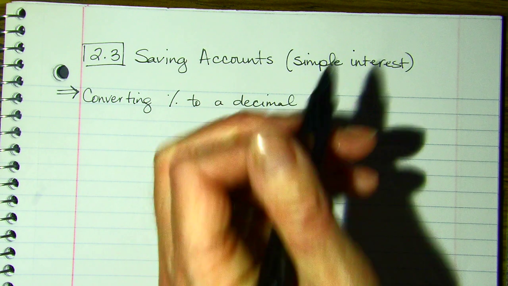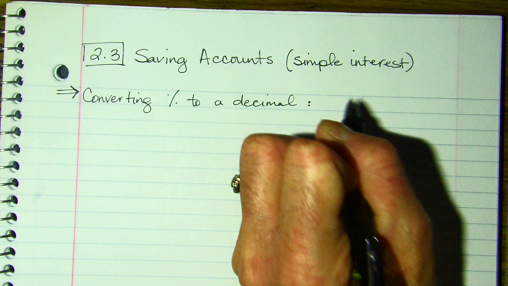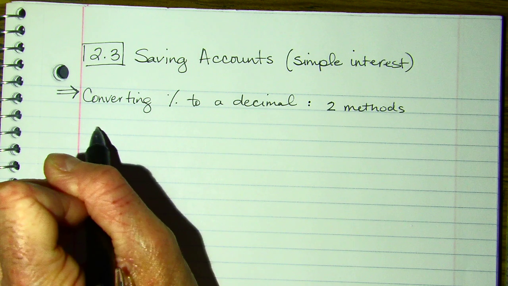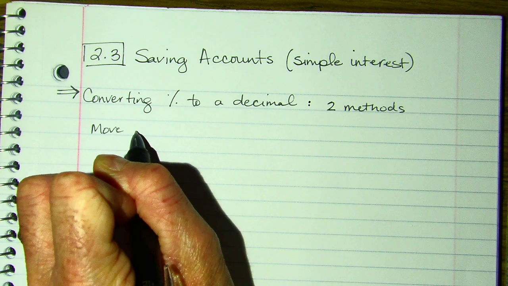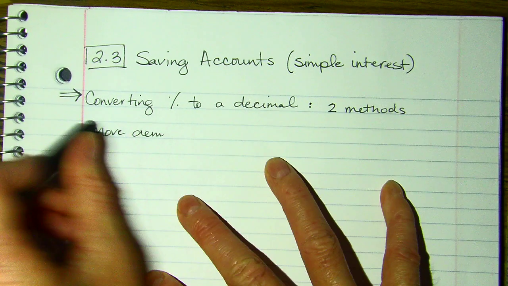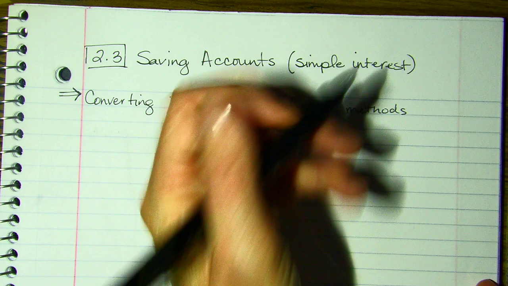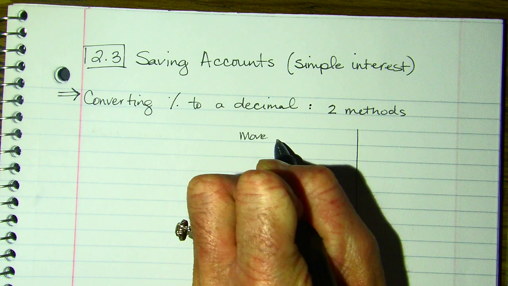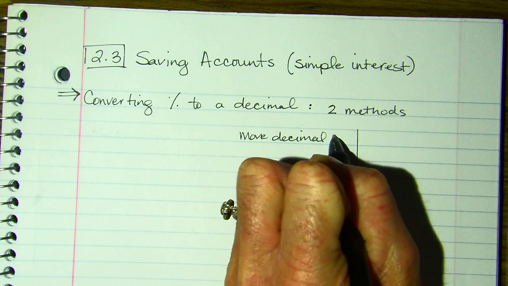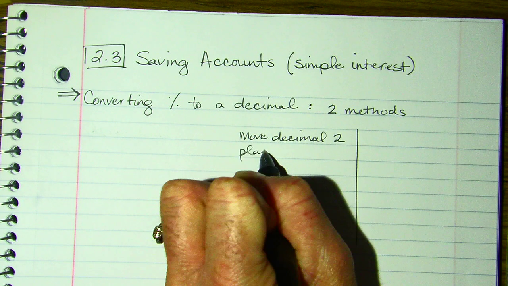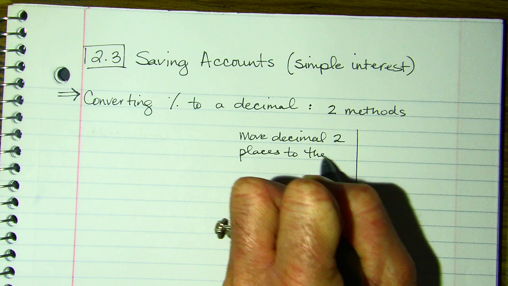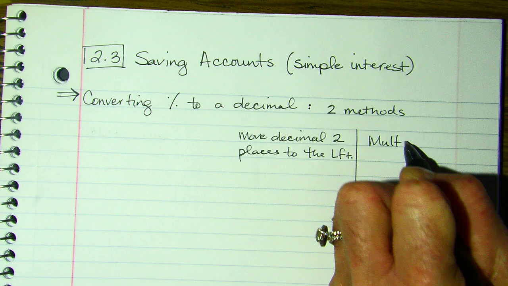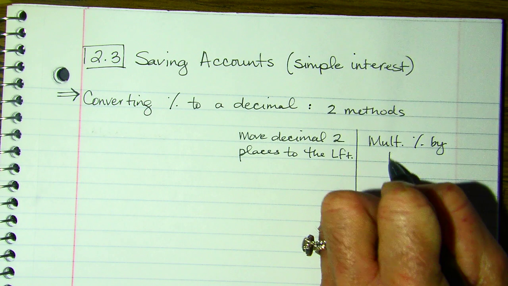There are two methods, and I'm going to show you both. One is to move the decimal 2 places to the left. The other method is to multiply percent by 100.